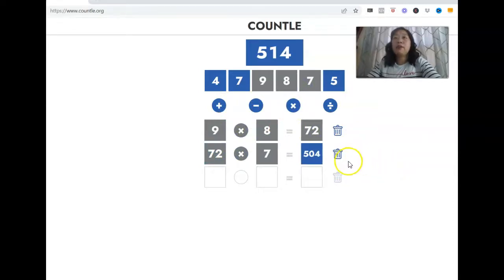Then I have 504 and let's see. So I need to get 14. So 7 plus 5 is 12. That would get me to 12 plus 4 would get me to 16. 9 would get me to 13. 11. Oh my gosh. So I don't know. I'm going to need some more time to think about this because it's not really working.